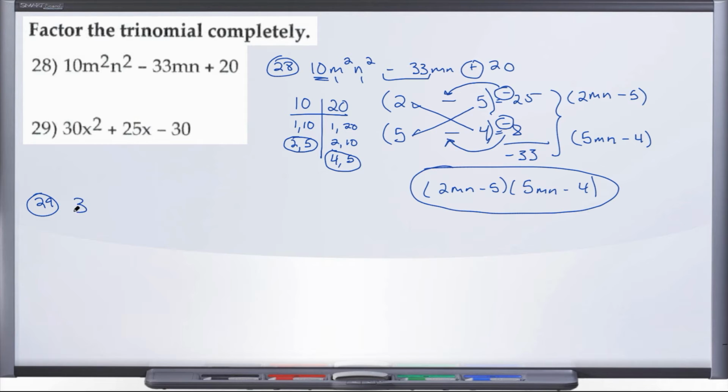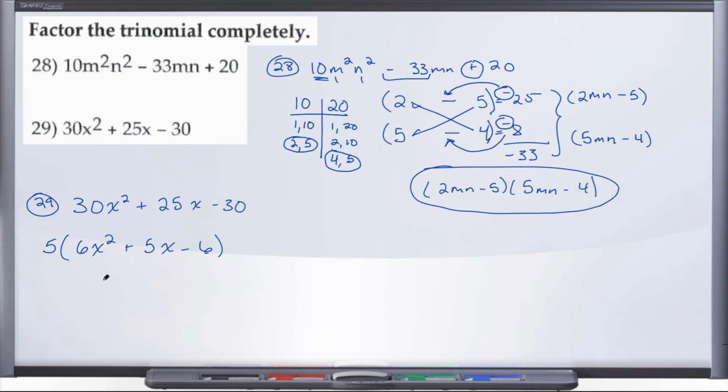All right, let's take a look here at 29. So we've been given 30x squared plus 25x minus 30. All right, question 1, is there a GCF? I do believe there is. Let's go ahead and take out a 5. And when we do that, we're going to be left with 6x squared plus 5x minus 6.